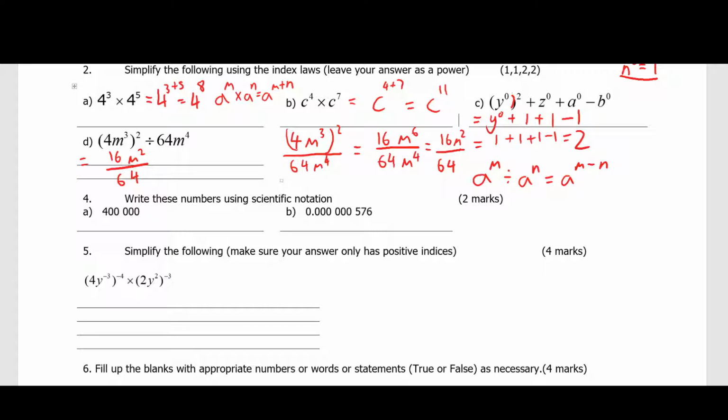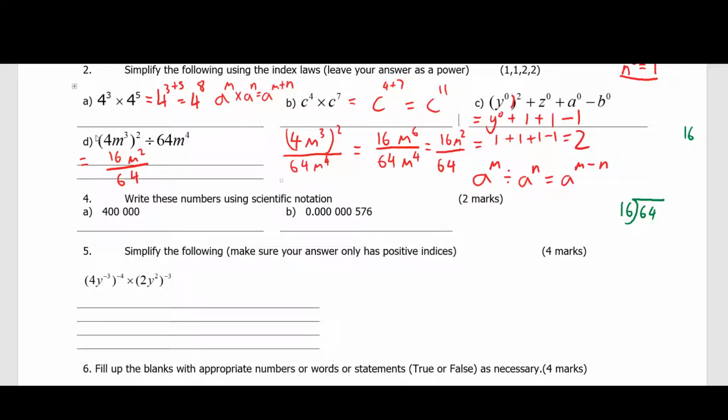Okay, can we simplify this fraction any further? Let's have a think about it. How many times does 16 go into 64? So I'll do that over here. How many times does 16 go into 64? Let's have a look. How many times does 16 go into 6? Can't go. How many times does 16 go into 64? So let's have a look.